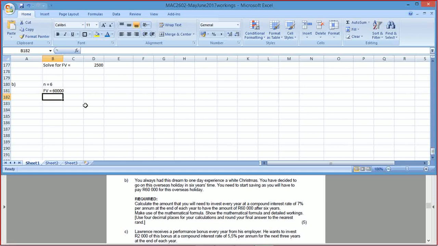Required. Calculate the amount that you will need to invest every year at a compound rate of 7% per annum at the end of each year to have the amount of 60,000 after 6 years. See, easy, hey? Do you agree?